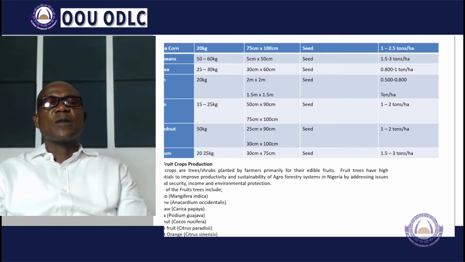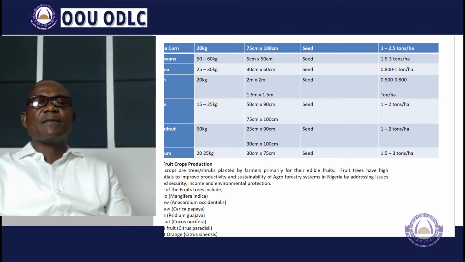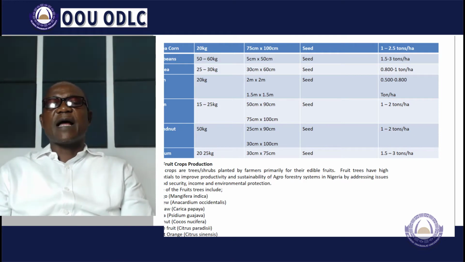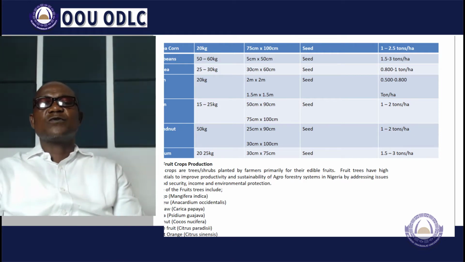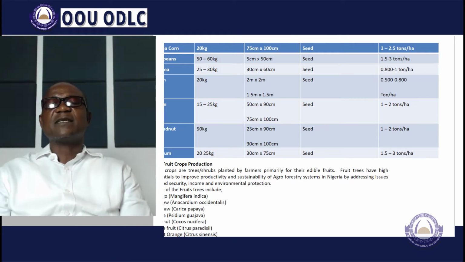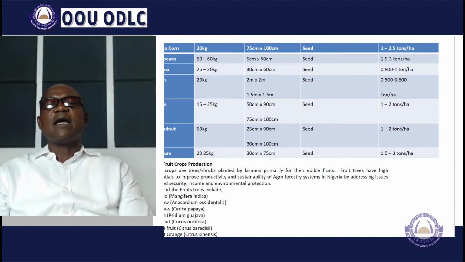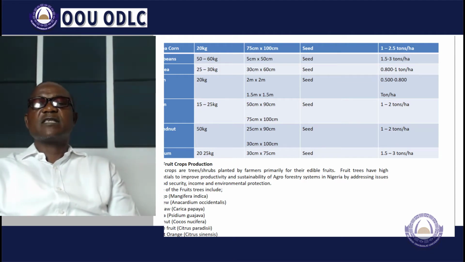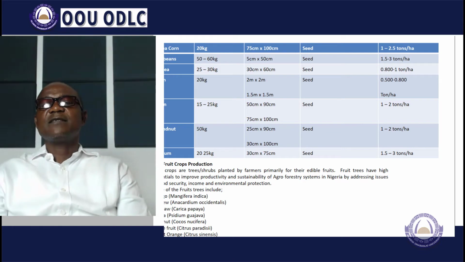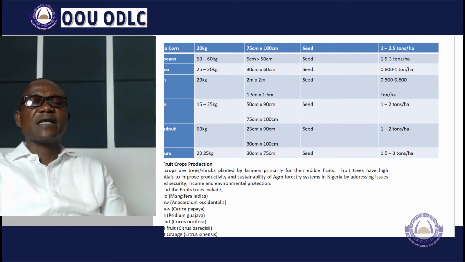Soya beans, 50 to 60 kilograms per hectare is the seed rate. 5 centimeters by 50 centimeters is the spacing, or it is drilled. It is propagated through seed. Yield is between 1.5 to 3 tons per hectare.